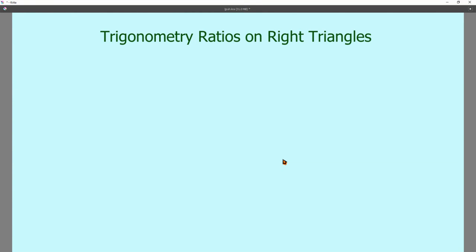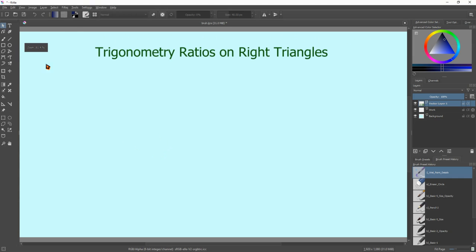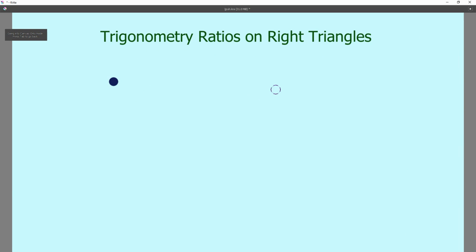Okay, so this lesson is a quick review on your trig ratios on the right triangle. We're going to talk a little bit about the SOHCAHTOA that you guys learned in geometry. So let's just make sure that we know this is only on right triangles, right?